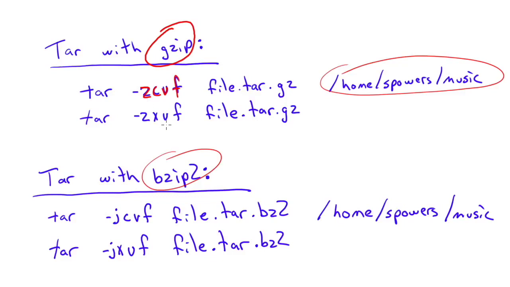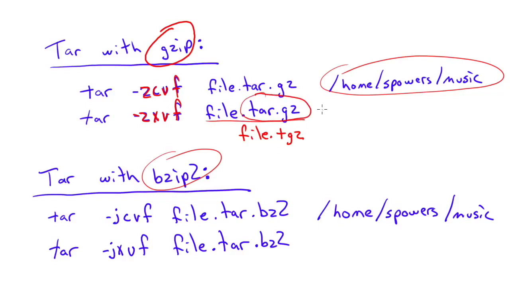Now, to decompress or to untar a gzipped tarball, if you were to do that, you would again add the z argument, and you would say tar minus zxvf, the name of the tar file, and it normally has a file extension like file.tar.gz, or sometimes you'll just see file.tgz. That's just a shorter way of saying that it is a tar file that has been gzip compressed.